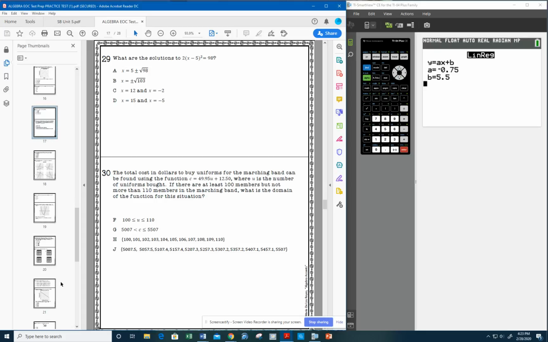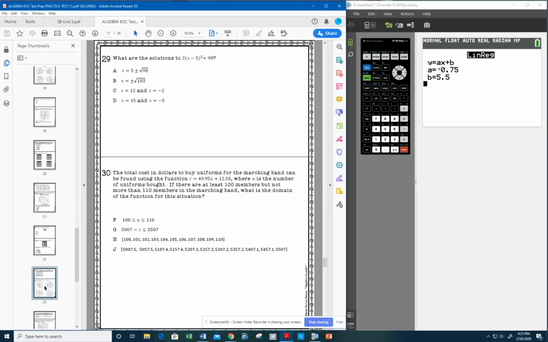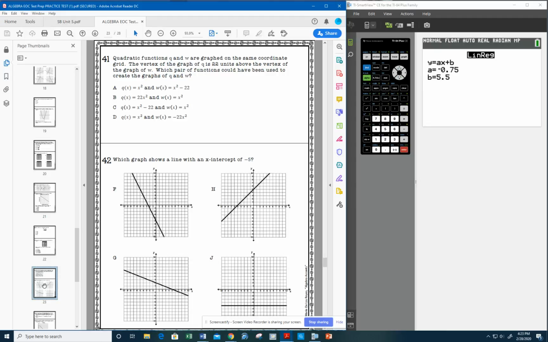Number 42 is similar to one we just talked about, where it asks which line shows a slope of -5. Okay. Sorry, it shows an x-intercept of -5. I can read, I promise. The x-intercept at -5 is going to be where it crosses the x-axis at -5.